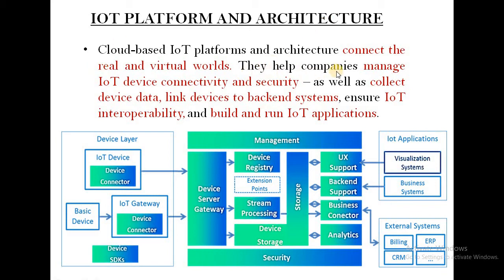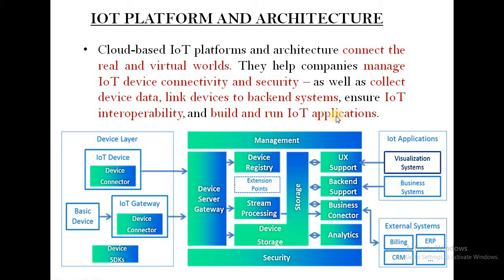Now they help companies to manage IoT device connectivity and security, as well as collect the data from all the linked devices and send it to the backend system. The backend system ensures that the data can be processed and necessary information can be generated. Now it ensures IoT interoperability, and lets you build and run IoT applications. That is the responsibility of the IoT platform and architecture.